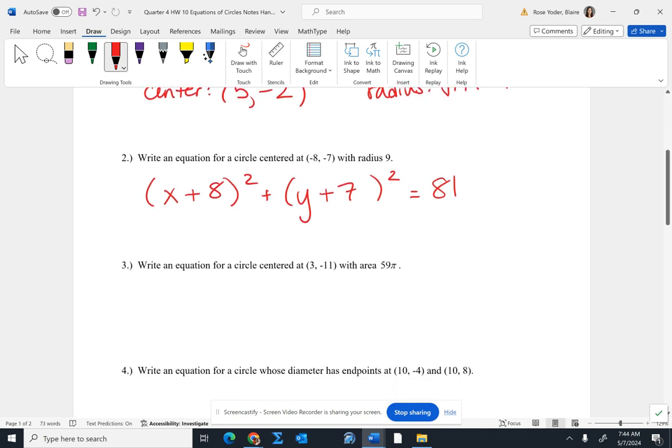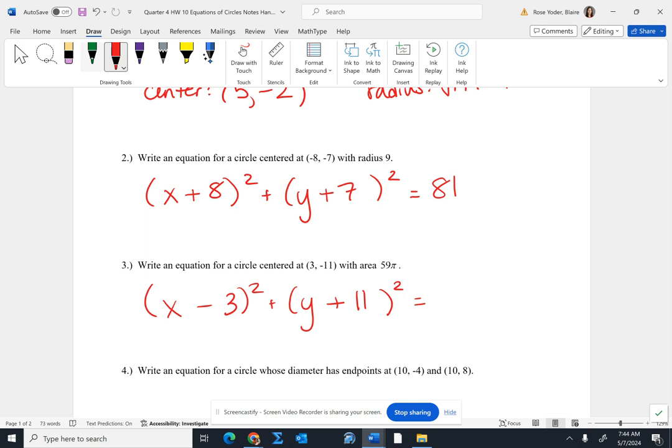Number 3 is really similar. I gave you the center, so we'll do the same thing with setting up the equation. This time, I just didn't give you the radius. I gave you the area instead, so we'll talk about what we could do with that. So the x coordinate's positive 3, so x minus positive 3. The y coordinate is negative 11. Y minus negative 11, I'm going to do y plus 11 instead.